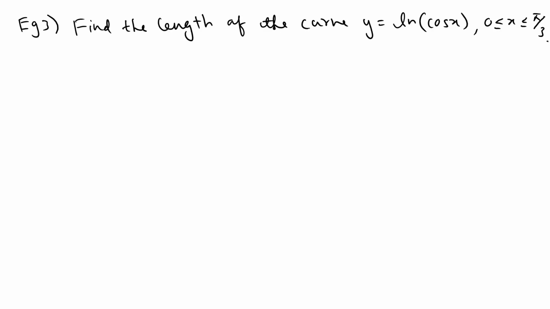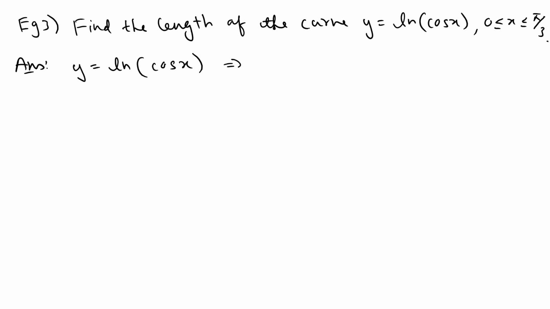So find the length of the curve y equals natural log cosine x from 0 to pi over 3. If you look at this problem, it's a very similar problem. Let's see how it works. This is one of my favorite problems because it simplifies very well, and you need some knowledge of trigonometry also. So let's say we have y equals ln cosine x.